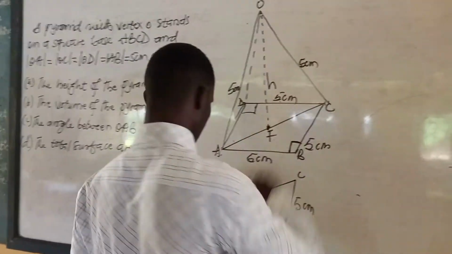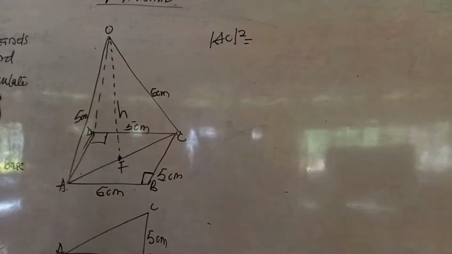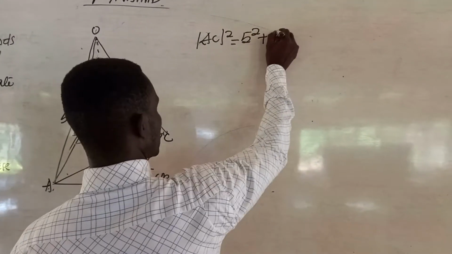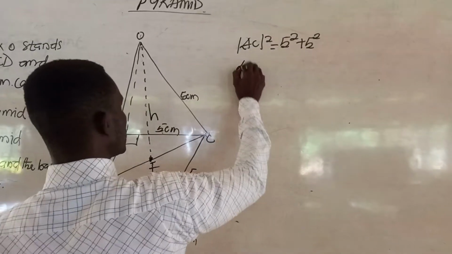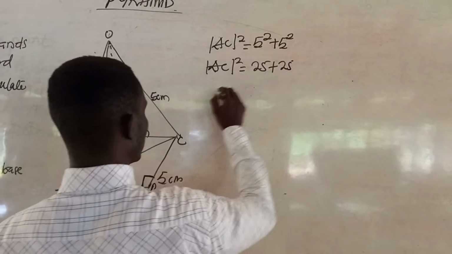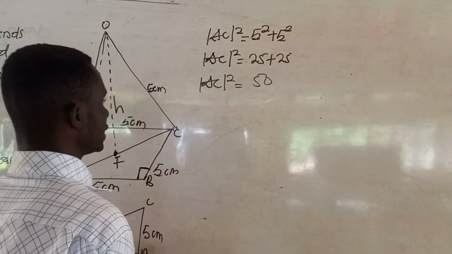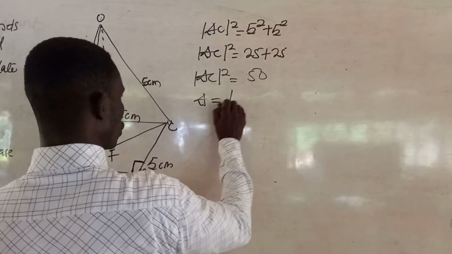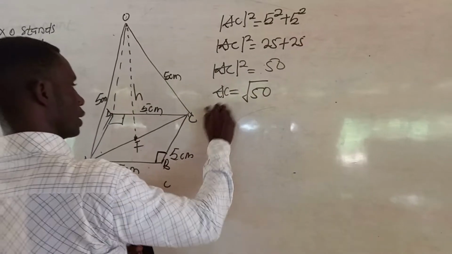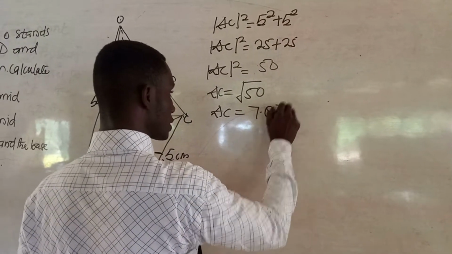From Pythagoras Theorem, AC squared is equal to AB squared, which is 5 squared, plus BC squared, which is 5 squared. So AC squared is equal to 5 squared is 25 plus 25. AC squared is equal to 50. So how do I get AC? AC is equal to root 50. AC is equal to 7.071.